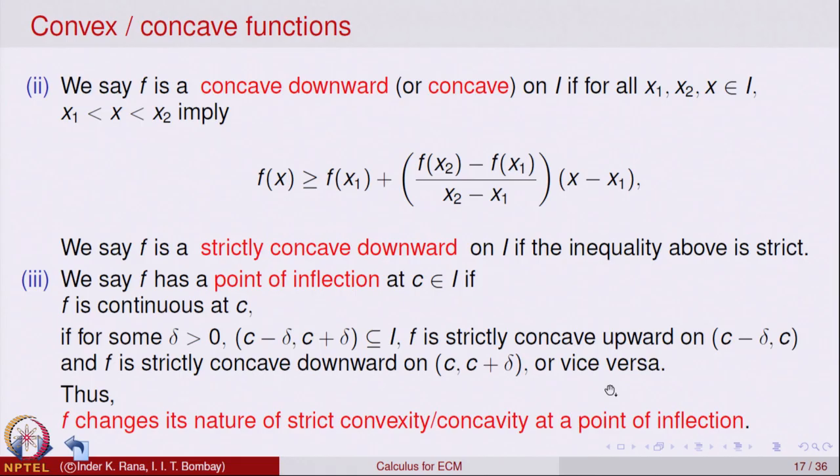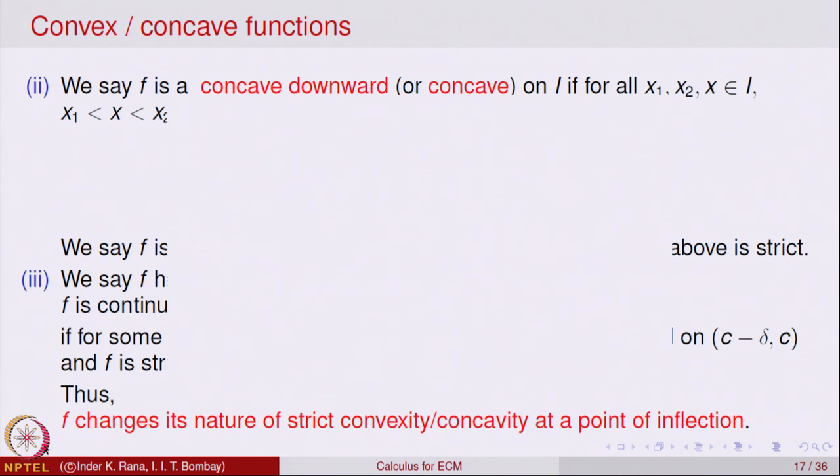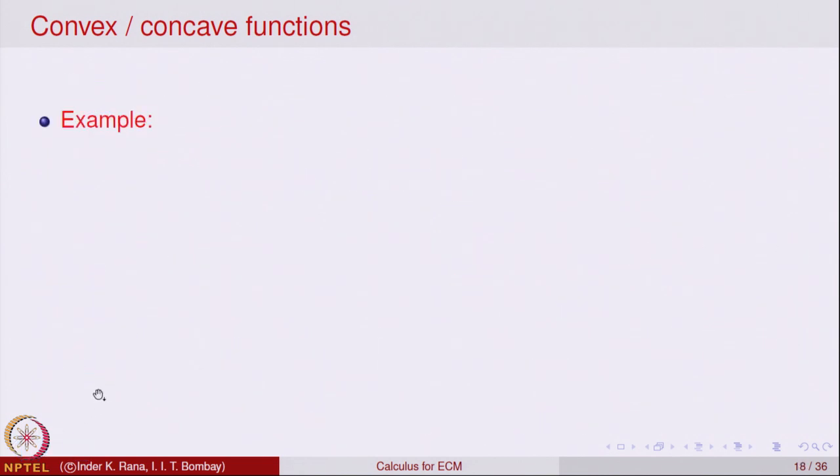So, this is a point where the function changes its nature. The point of inflection for a function is a point in the domain where the function changes its nature from strict. The word strict is important, otherwise a constant function will have every point as a point of inflection. So, it should change its nature from strictly concave up to strictly concave down, or strictly concave down to strictly concave up, as you cross the point C. So, let us look at some examples.